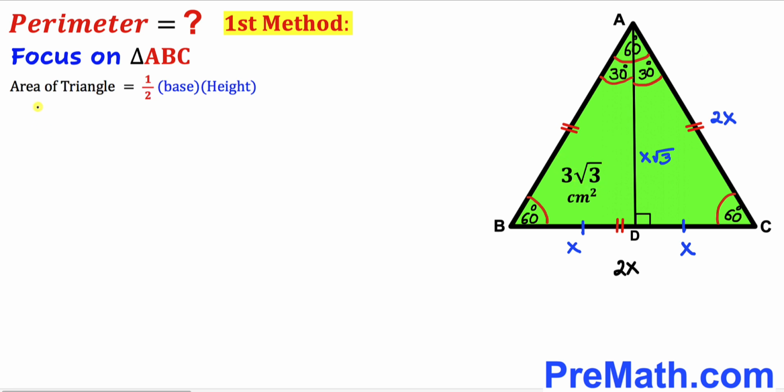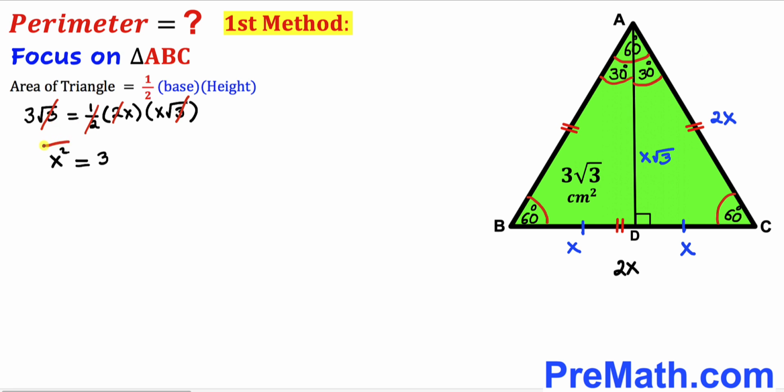So let's go ahead and fill in the blanks in this formula. So our area of the triangle, 3 times square root of 3, is going to be equal to a half times the base, which is 2x, times the height, which is x times the square root of 3. And here we can see this 1 divided by 2 and 2 cancels out. And likewise, we can cancel out this square root of 3 and this square root of 3 as well. So therefore, we end up with x times x, which gives us x square equals 3.